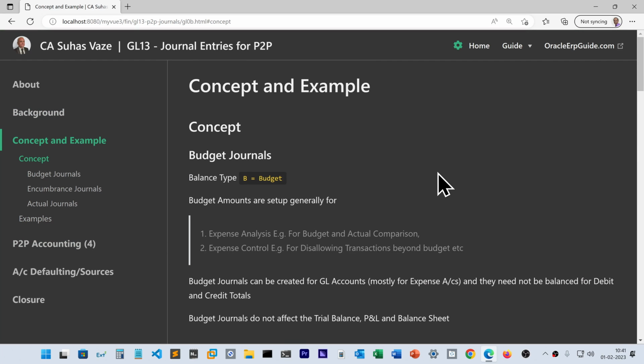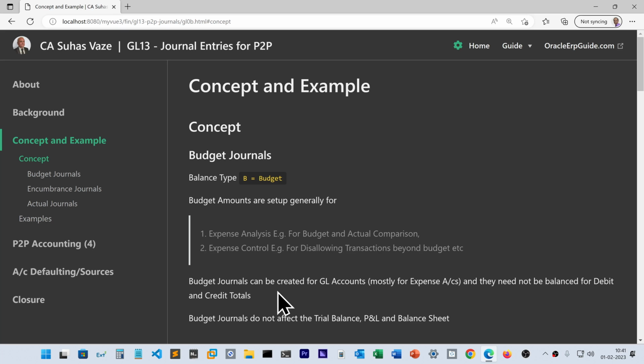Concept and example. There are basically three types of journals: the budget journals, encumbrance journals, and the actual journals. And that is identified by the balance type on the journal. B stands for budget. So when we create the budget, amounts are uploaded and they can create budget journals. That is mainly used for expense analysis, for budget and actual comparison, or it could be for expense control, for allowing or disallowing the transactions beyond the budget amounts.